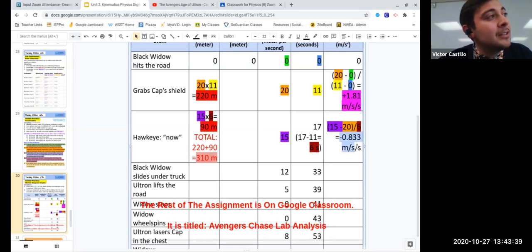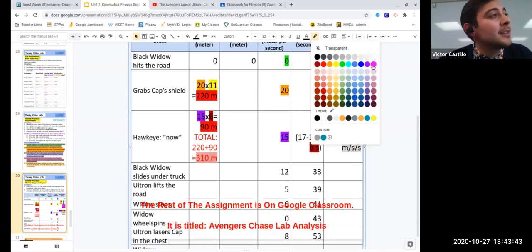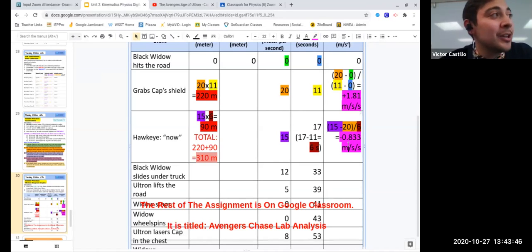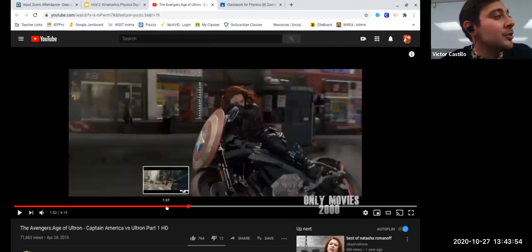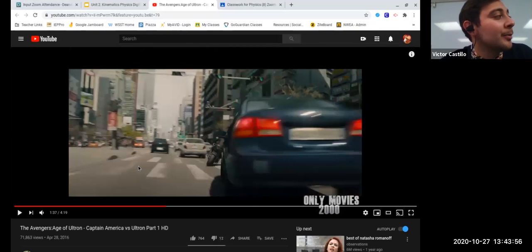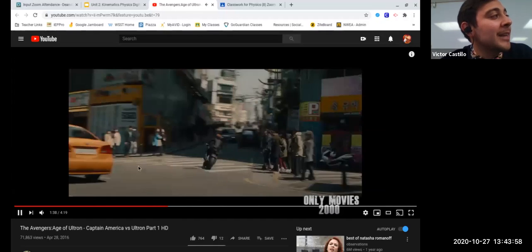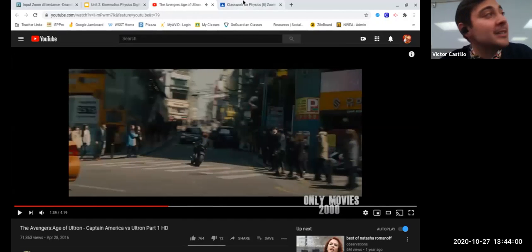That means she decelerated. She decreased her velocity. So she decelerated. You see that? She decelerated. That means she slowed down, which makes sense because when Hawkeye says now, she makes that turn, right? He's like, now. And look, she made that turn. So when you make that turn, you actually decelerate.